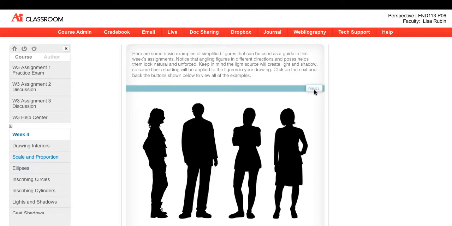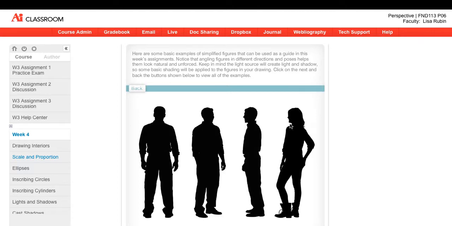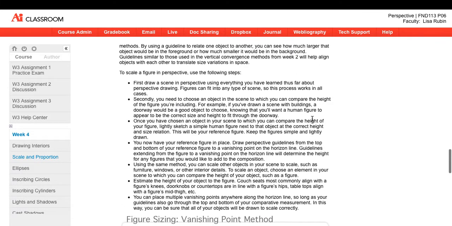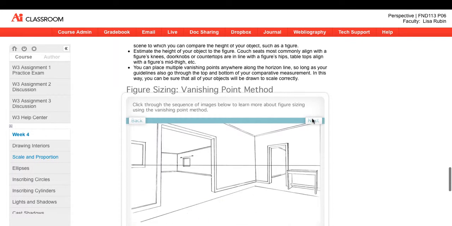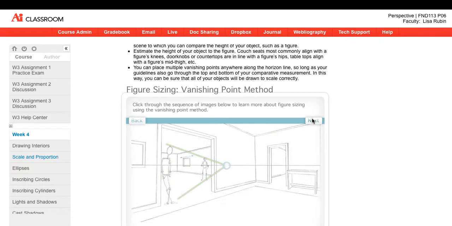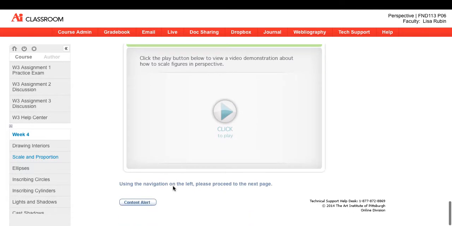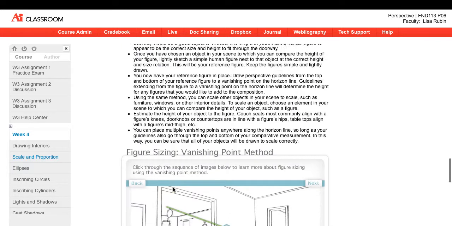Here are some basic kind of silhouettes. Here's some information on how to scale your figure, okay? And I talked about using the vanishing point to do that. So you can see where the horizon line is hitting them, and the tops of their heads and their feet are both within the guidelines. Okay, that was what I was talking about in the initial discussion. Do take your time to watch this video.